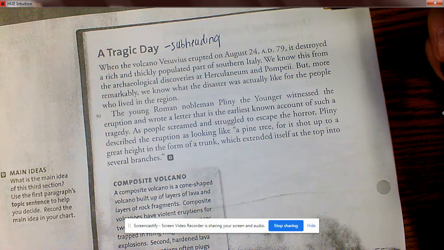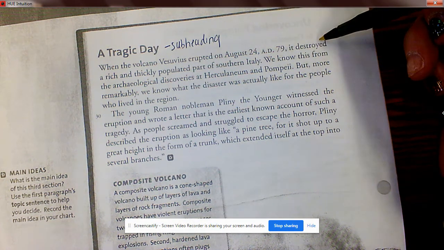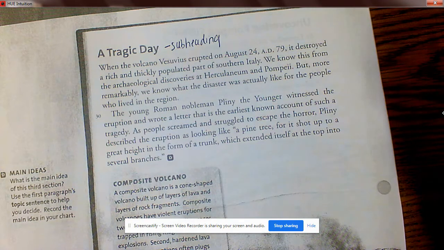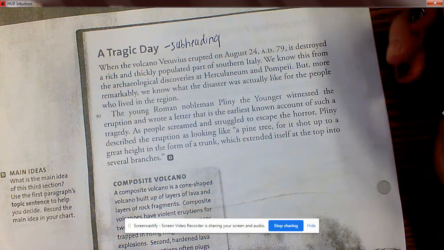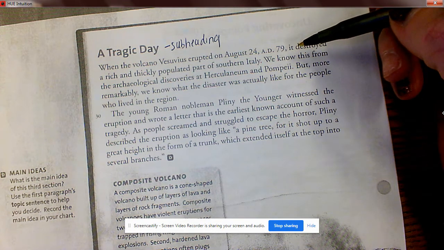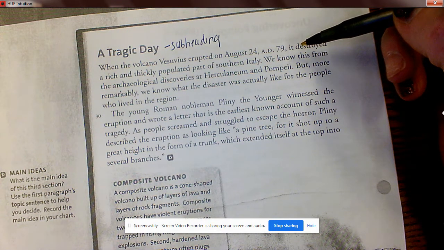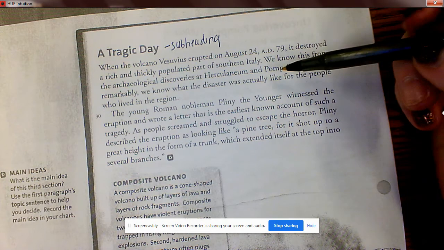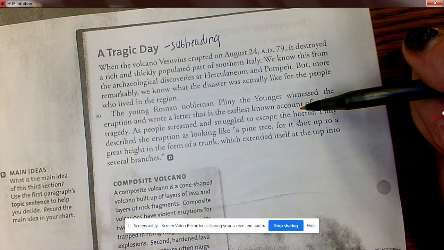So what do you think? Which one do you think is the topic sentence? The first sentence or the last sentence? Some of us think it's the first. Okay. Let's keep reading, then we'll come back and see who's right.